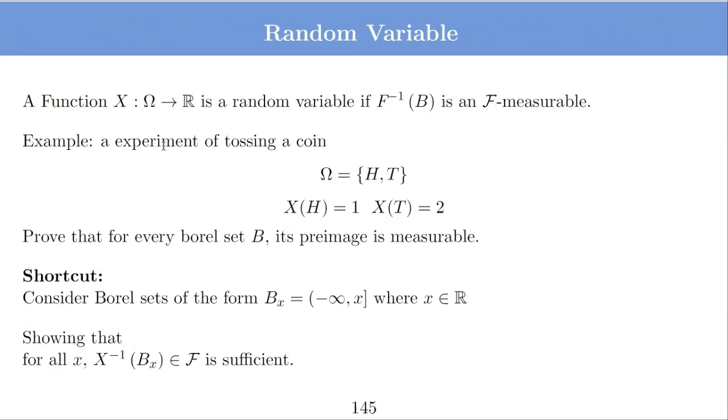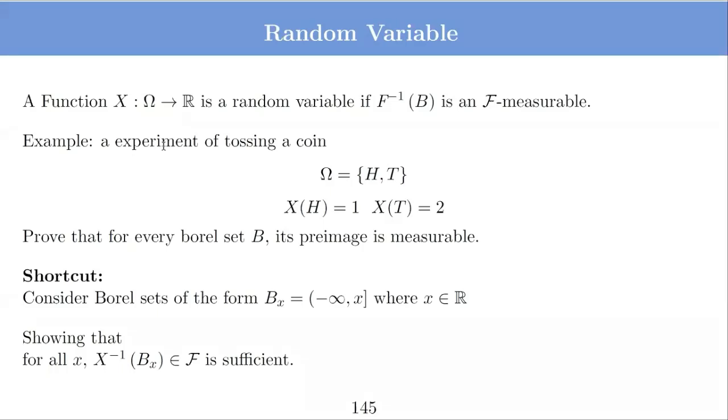So we have defined here different values for each outcome. X(H) is 1 and X(T) is 2. Again, remember, this random variable is a function of outcomes, not events. So to be able to fully define it, you need to just define it for every possible outcome of omega. So prove that for every Borel set, the pre-image is measurable.